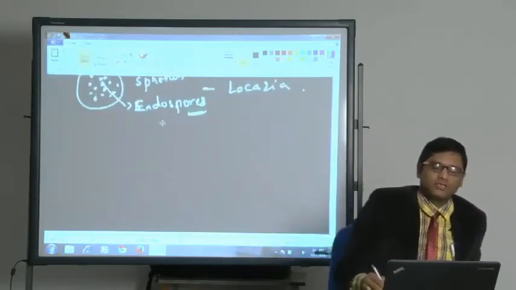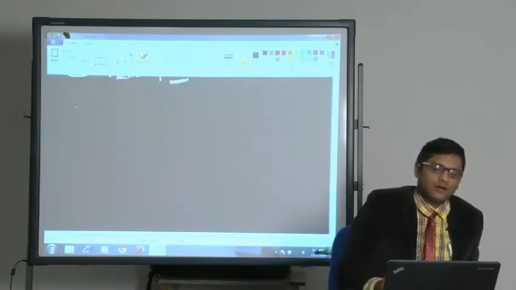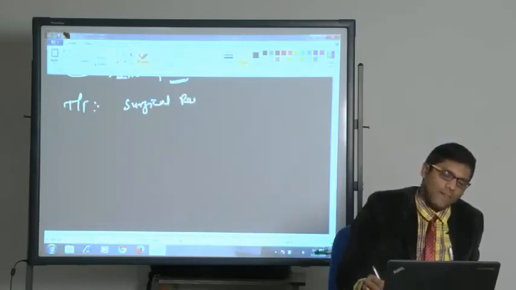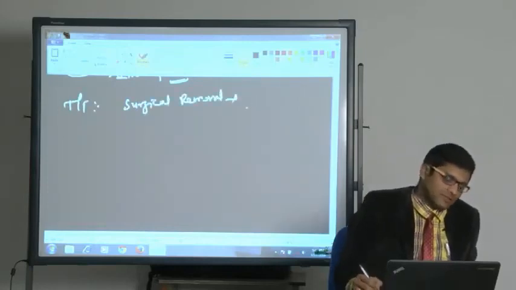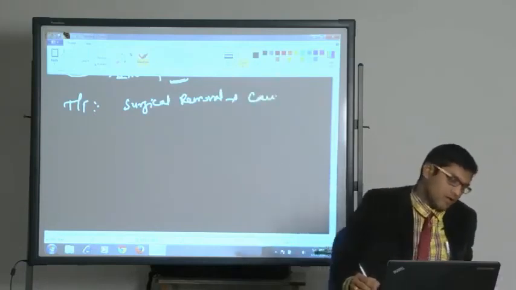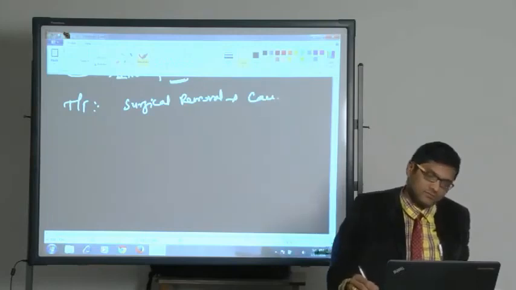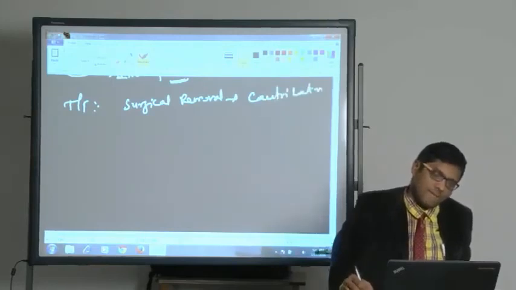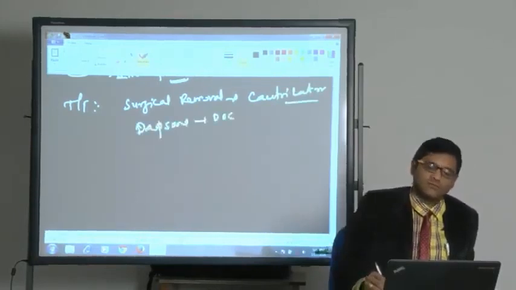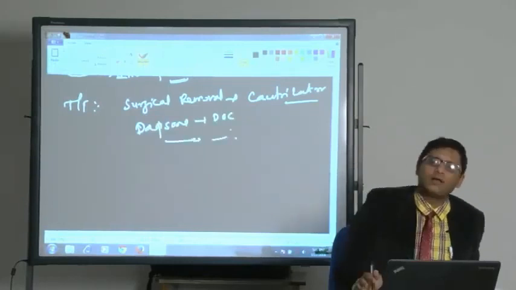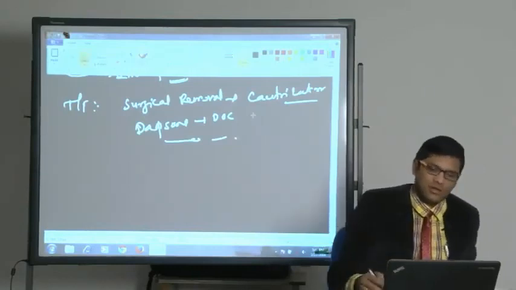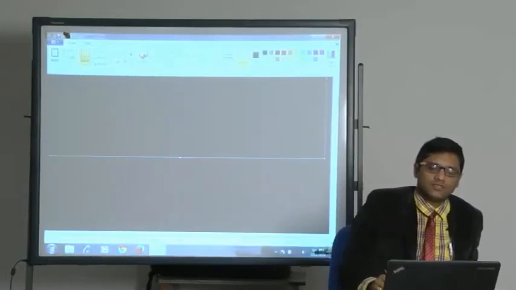So this is about rhinosporidiosis, and for the treatment, they say surgical removal followed by cauterization. And dapsone is given as a drug of choice. It has some anti-rhinosporidial action, dapsone. Okay, so these are the features of rhinosporidiosis.